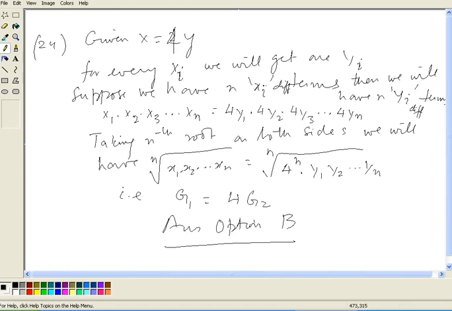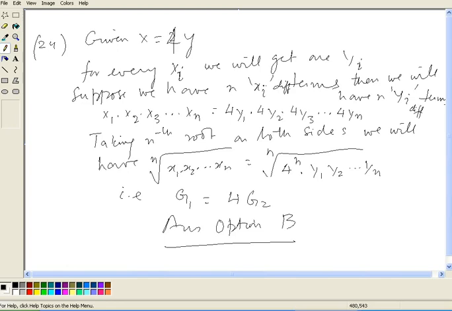Now taking the nth root on both sides, we will have the nth root of x1, x2, xn equal to the nth root of 4. We segregate all the 4's together, which will make it 4 power n into y1, y2, etc. up to yn. Now the nth root of x1, x2, etc. up to xn will give you the geometric mean of x, that is g1, and the nth root of y1, y2, etc. up to yn will be g2. Now the nth root of 4 power n will be 4, so the relation is g1 equal to 4g2.